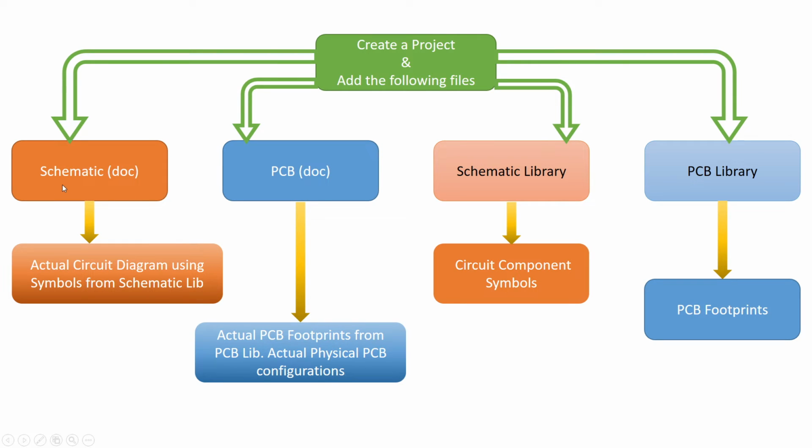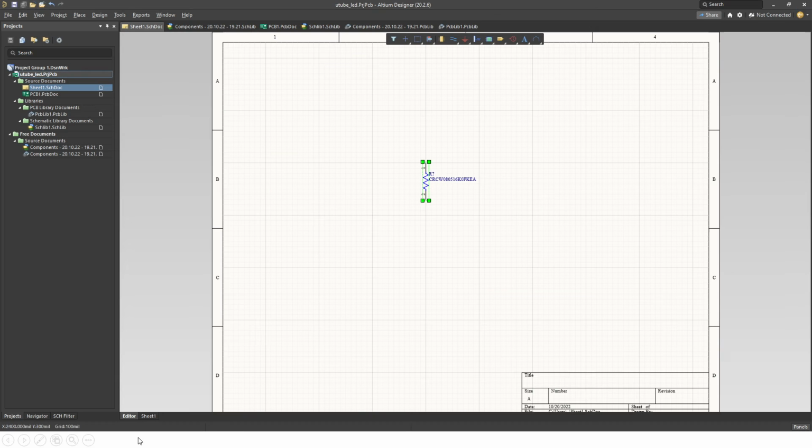We had a schematic document, and in the schematic document we want to make a schematic, but we don't have a component. So we go to the schematic library and bring in the circuit symbol. We go to the PCB library and bring in the PCB footprint. So let's go back. How would we place the components?